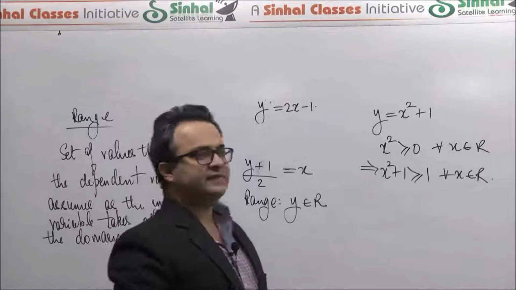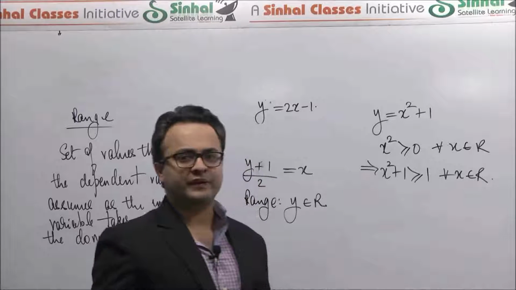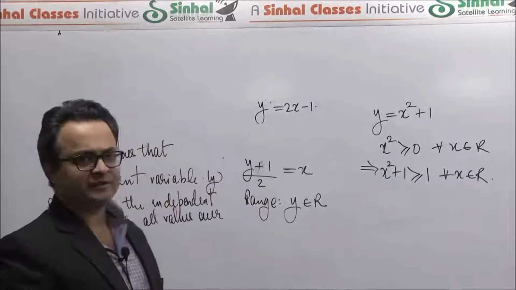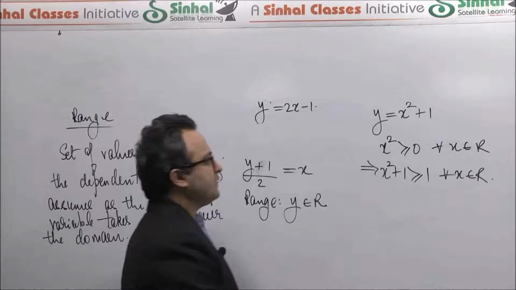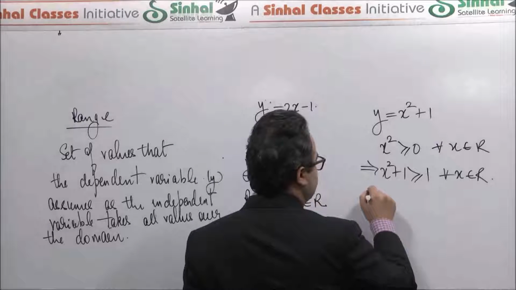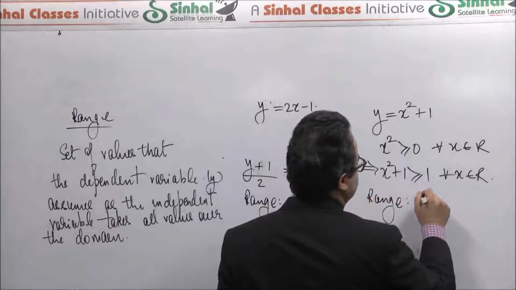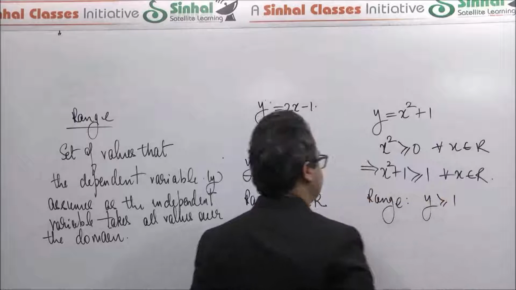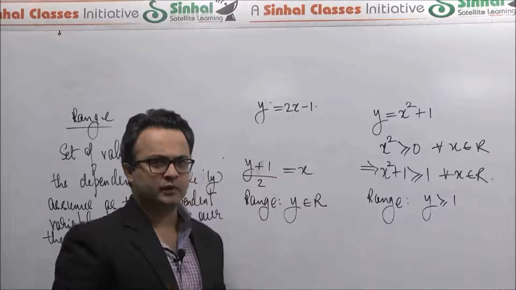So in this case it's very simple to see that as x takes all values from minus infinity to infinity, as x takes all possible real values, y will itself assume each real value which is greater than or equal to 1, and therefore I'll say that for the function y equal to x squared plus 1, the range is the set 1 to infinity. So the range is the set of values of y such that y is greater than or equal to 1.